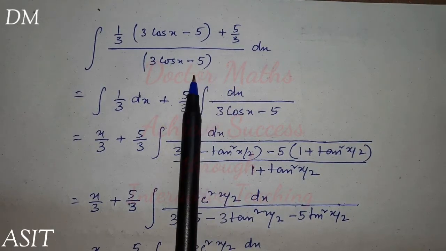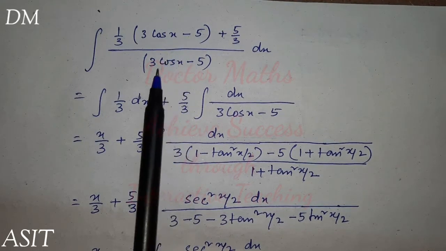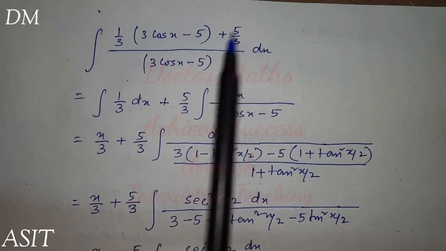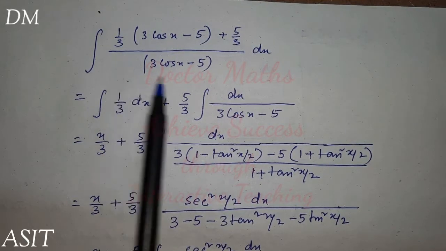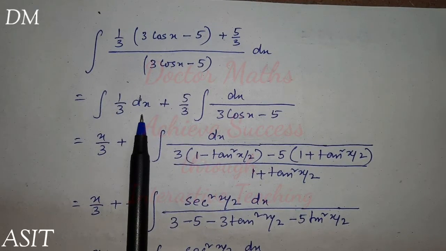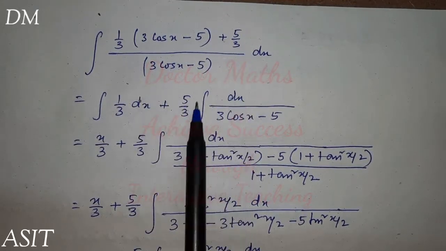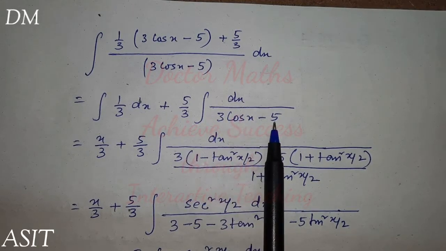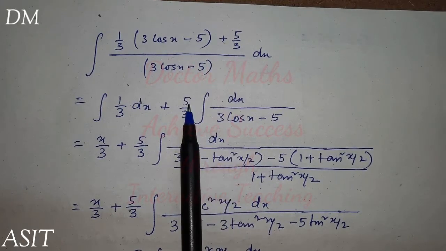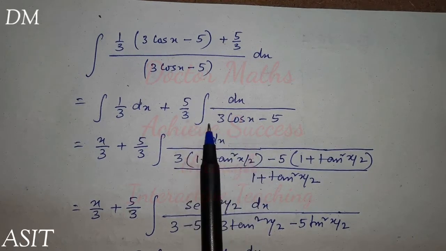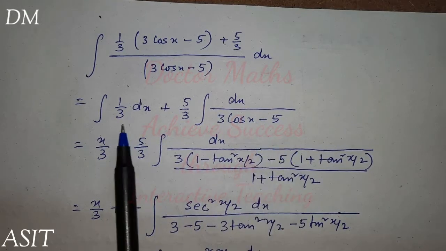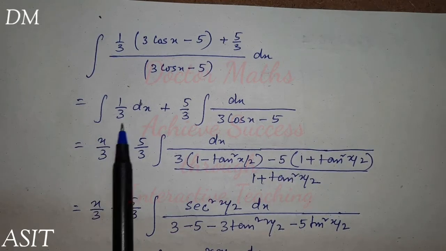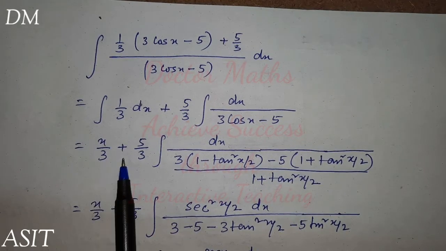Now we need to integrate that. For that I will distribute the denominator. If I distribute the denominator over this term and this term separately, this will be equal to the integral of 1 by 3 dx plus the integral of 5 by 3 by 3 cos x minus 5. Now this 5 by 3 will go outside of the integration because it is a constant multiplied with this expression. So we can write this. Now this integration is simple, it will be x by 3 plus 5 by 3.